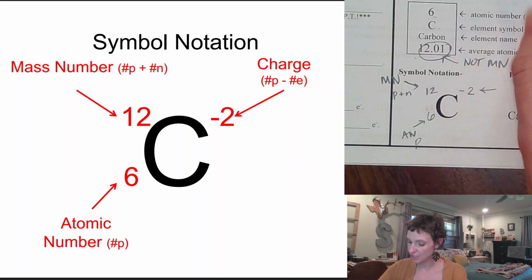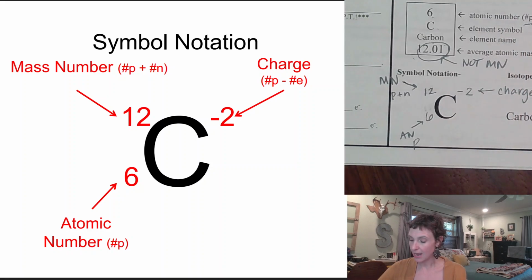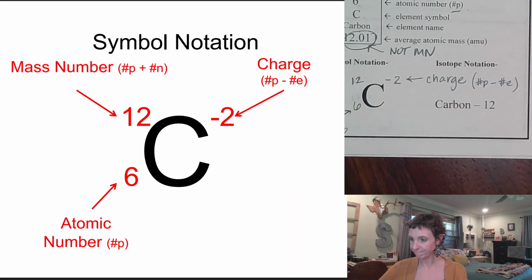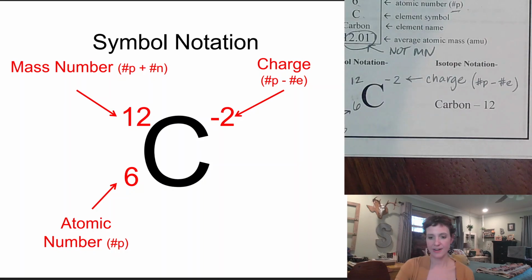And so this charge will let you know how many extra electrons you have, or how many more or how many less electrons you have than protons. So the way to calculate charge, you take the number of protons minus the number of electrons. Yeah? Okay, very cute, very fun. Let's go through some examples here.